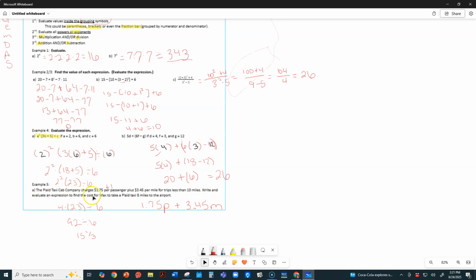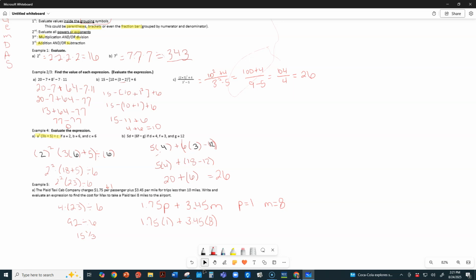Write and evaluate the expression to find the total cost for Max. That's how many passengers we have. And it's going to go 8 miles. So 8 miles is less than 10. So we are going to be able to use this formula. We have one person, just Max, and we're going to go 8 miles. Okay, so we are going to be able to use this formula, and we're just going to do 1.75 times 1 plus $3.45 times 8 to get Max's total cost.